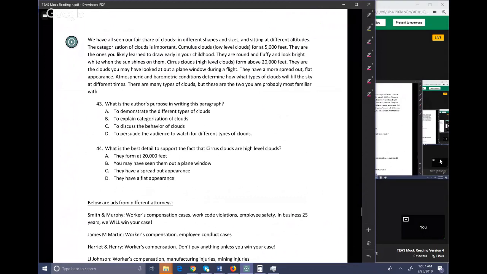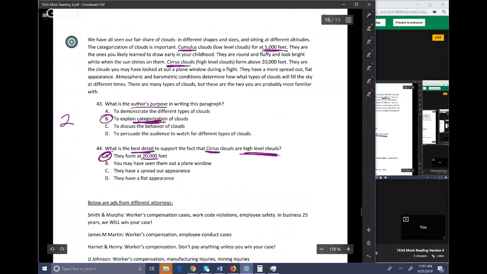The clouds article, I probably didn't write this as beautifully as it's written on the test. I totally wrote that from memory, but the main idea and purpose and all of that is the same. The author's purpose, which comes from Reading 2, is to explain how clouds are categorized. That's why that was written. The best detail to support that cirrus clouds are high-level clouds is that they form at 20,000 feet. They mention that cumulus form at 5,000, so you have a comparison to really see that if cirrus are at 20,000, that does in fact make them high level.